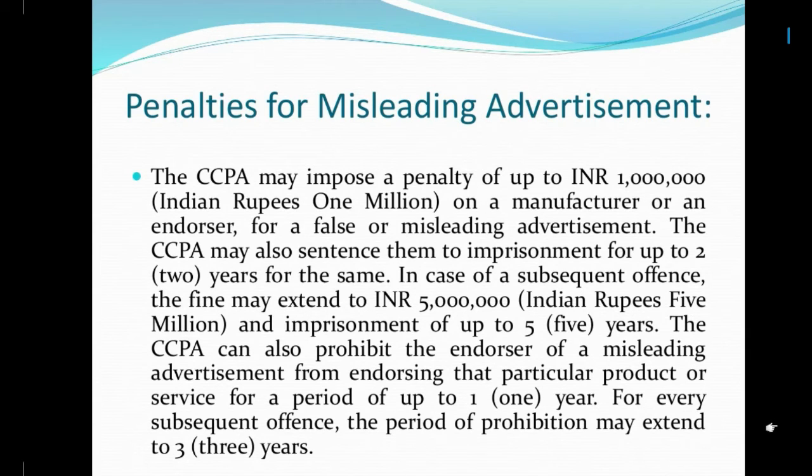The CCPA may impose a penalty of up to rupees 10 lakh on a manufacturer or an endorser for a false or misleading advertisement. It may also sentence them to imprisonment for up to 2 years. In case of a subsequent offense, the fine may extend to 50 lakh, and imprisonment for up to 5 years.